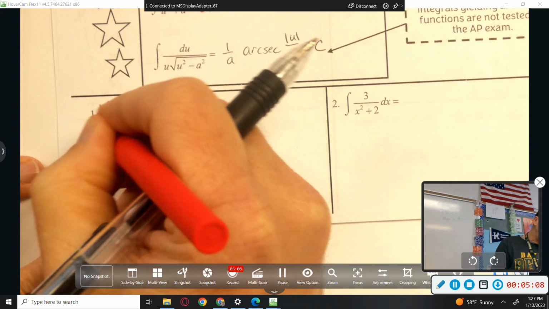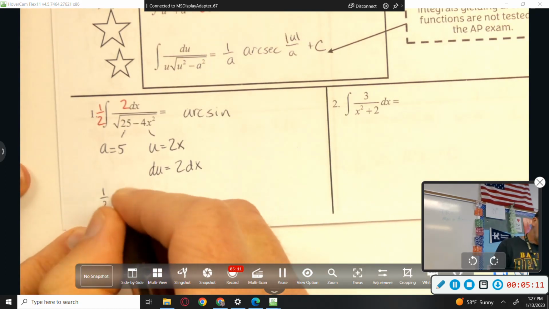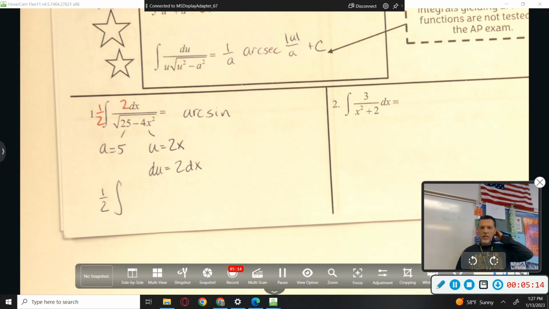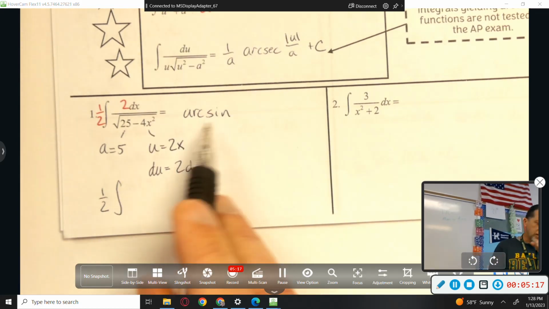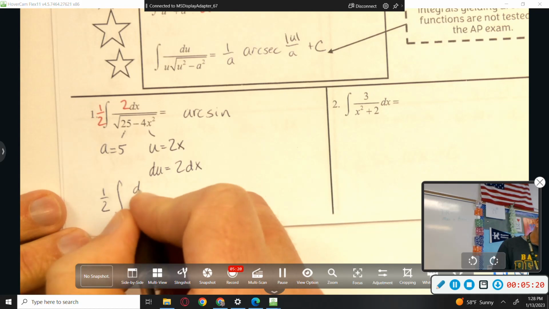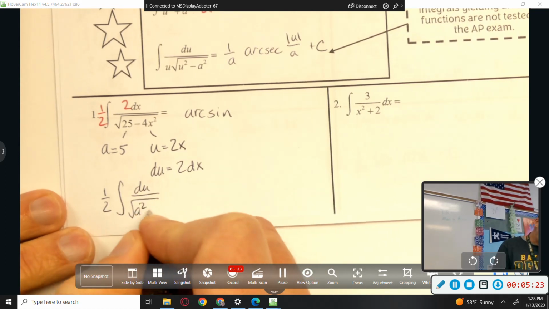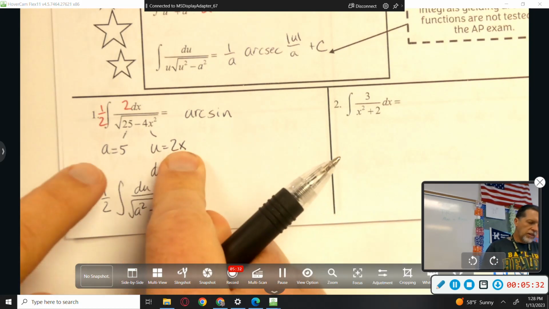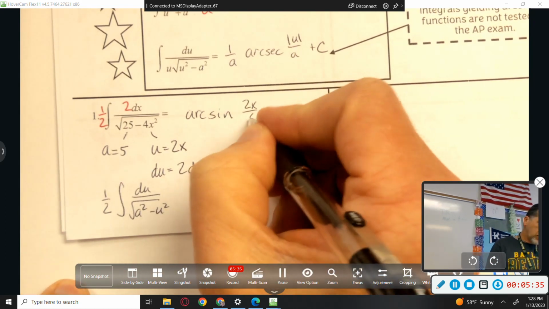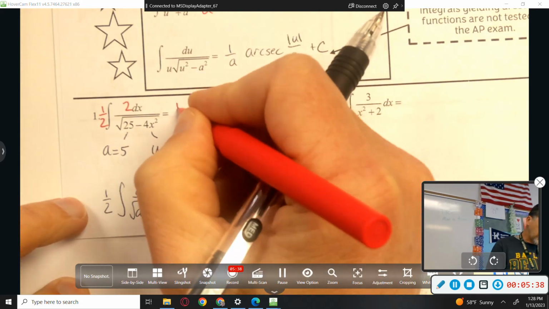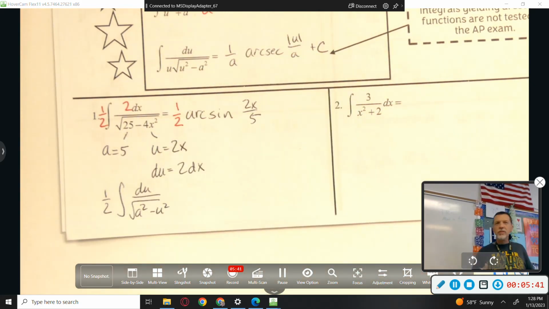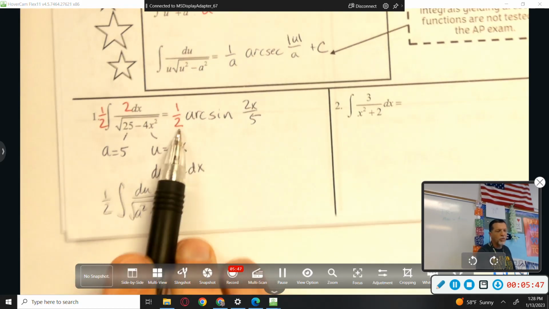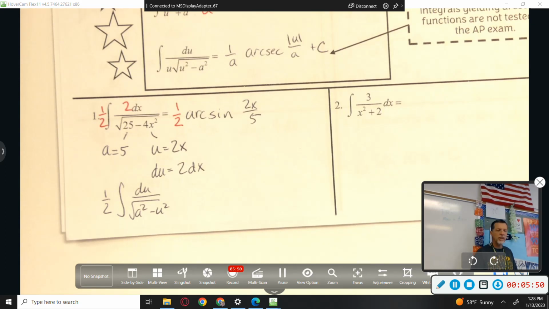Put a 2 and a 1/2. So 1/2. Some people are going to write the answer straight from here because they already know it's arcsine. But I'll do all the substitutions here. a squared minus u squared. So it's arcsine of u over a, 2x over 5, and that 1/2 is out front. And that 1/2 is the result of the chain rule and u substitution, not from the formula. That's just the u substitution left over, and then plus c.